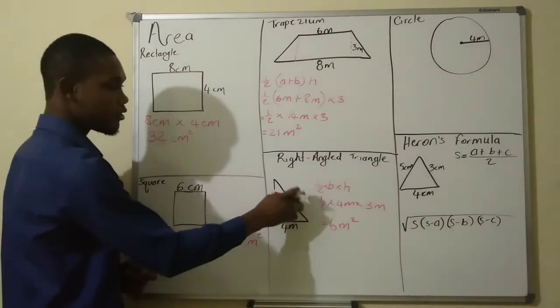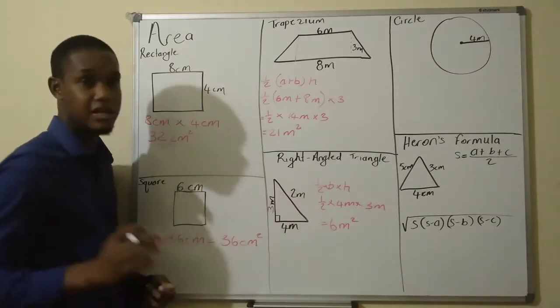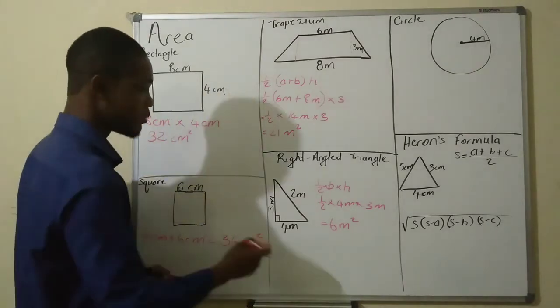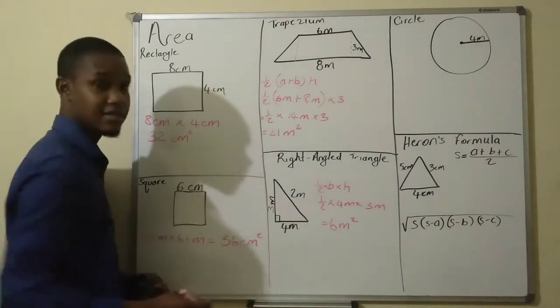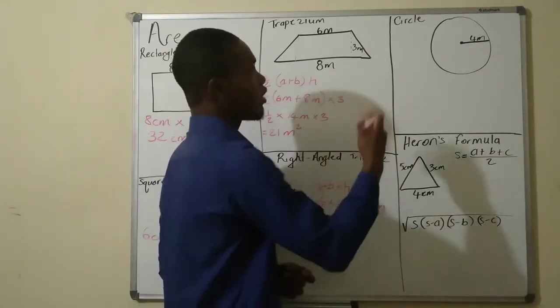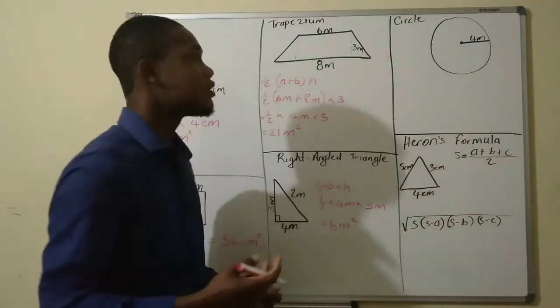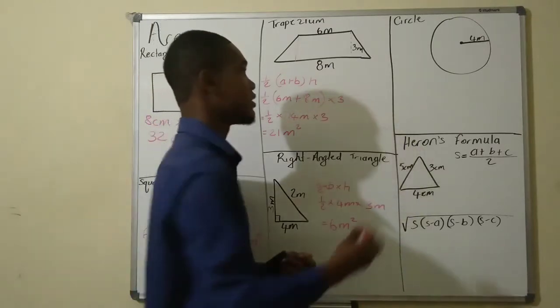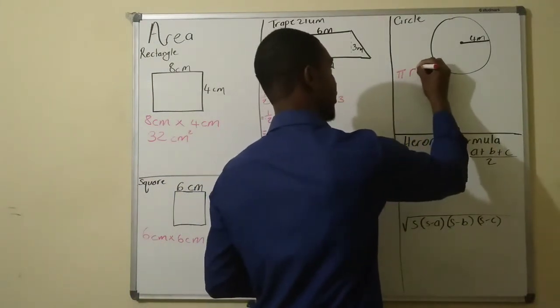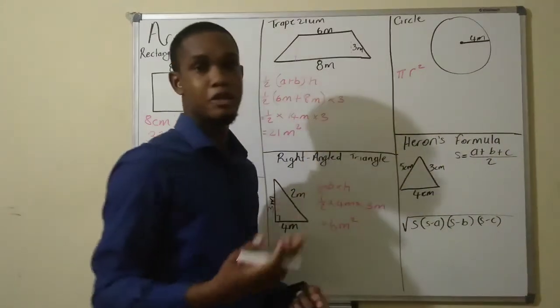You never focus on the slanted distance in a right angle triangle when you're finding the area of it. You just simply focus on the two lines that make the right angle. Now, the circle has its own unique formula as well. It's pi r squared. So r is the radius.